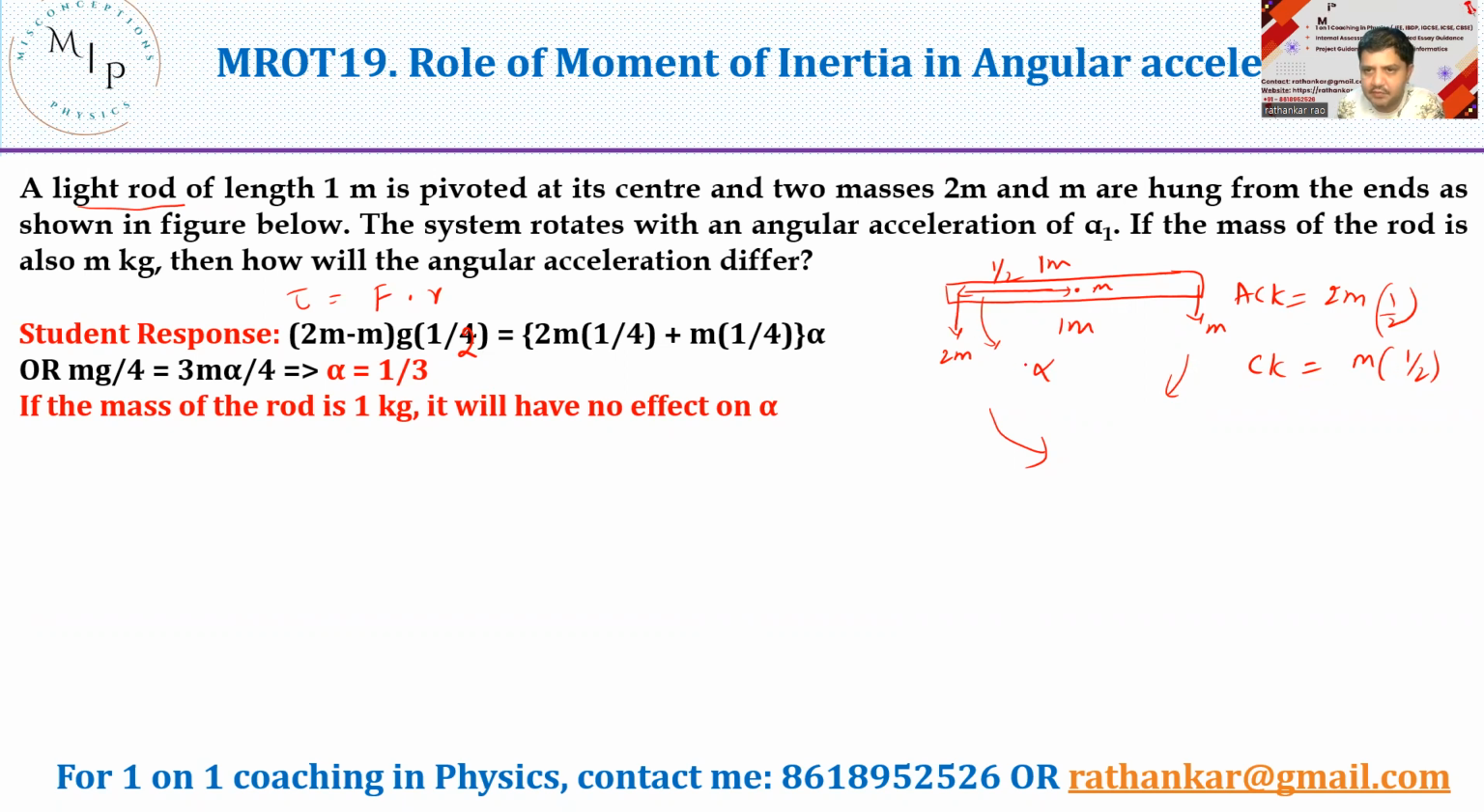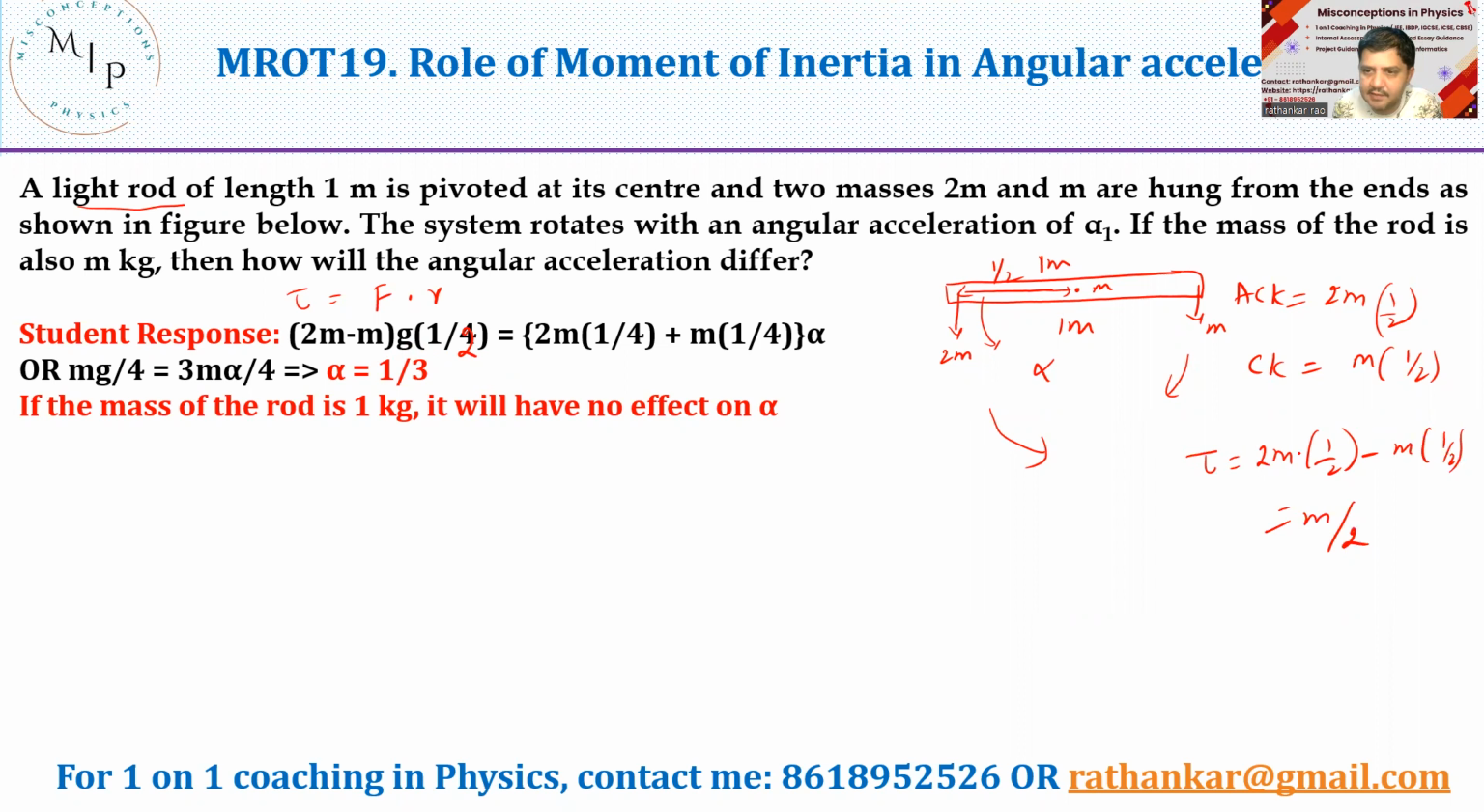So this is a vector which goes like this. This is a vector which goes like this. So this vector is larger than this vector, and hence the rod will now rotate like this. So the net torque is nothing but equal to 2m into half minus m into half, which should now be equal to m into half, which will be m by 2. Okay, so this is what I should get.